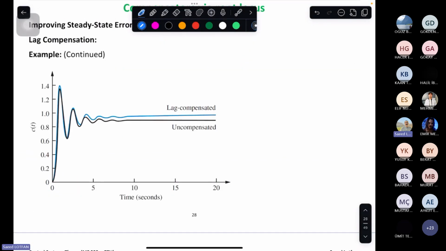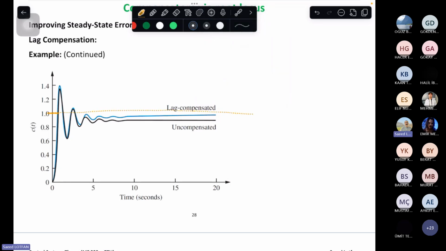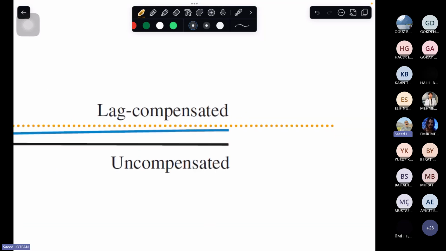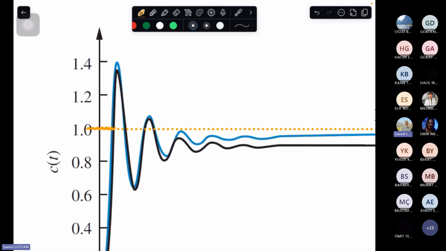Okay, and we see the response given now for the unity step response. If I draw the one here, you see that this time the error decreases, but it does not become completely zero. We have some error here, the same error there. But the transient response is also not that much affected. It is affected more than the ideal case, but it is not that much affected.